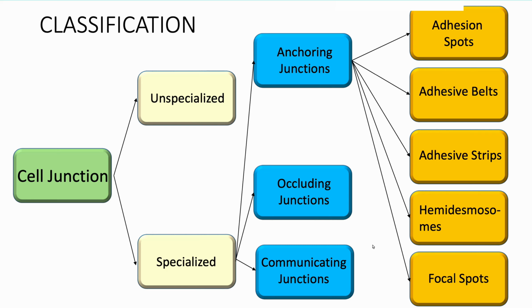First, we will start with the unspecialized contacts. Then we will move on towards the different types of anchoring junctions, which are these 5 types of anchoring junctions. Then we will look at the occluding junction. Lastly, we will move on to see the communicating junctions.